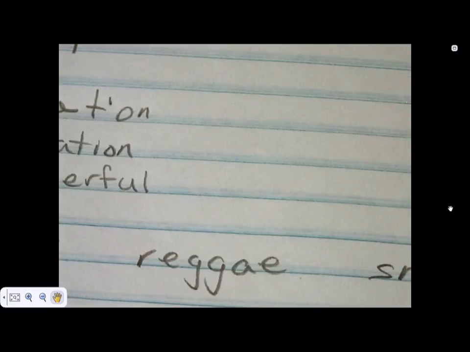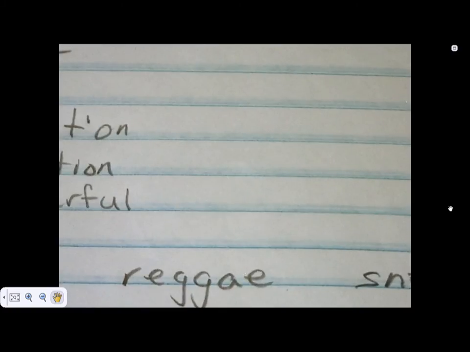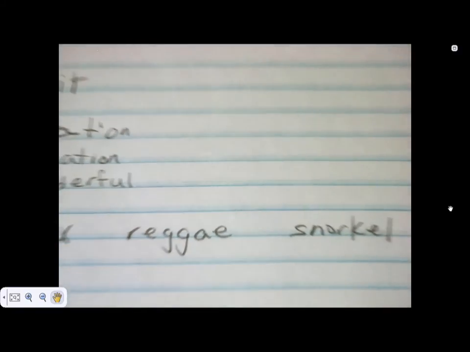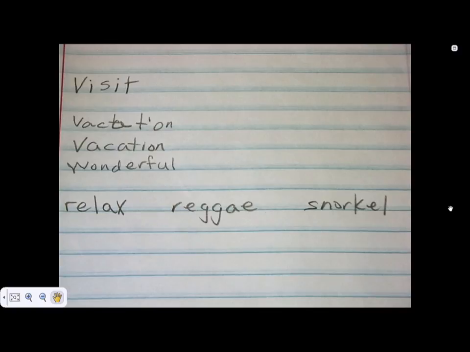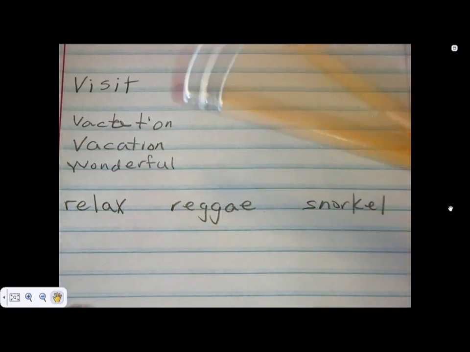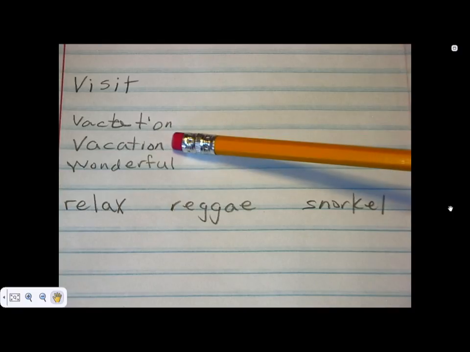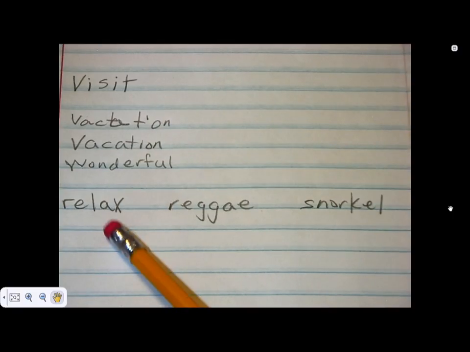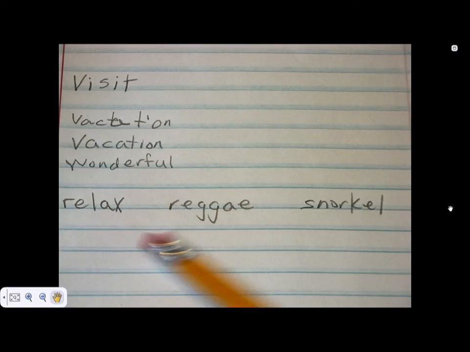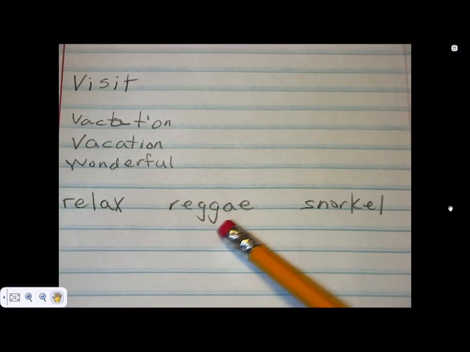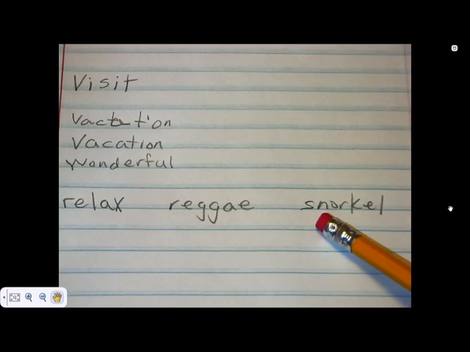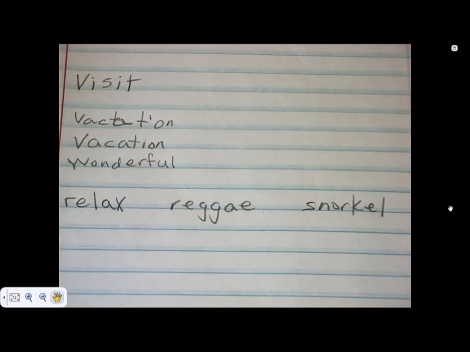Okay? So here they are. Well, they're coming in just a minute, as soon as I get them lined up a little bit. You'll be looking for, in addition to visit, vacation, and wonderful, you'll find relax, reggae, and snorkel. So put your finger under the first word of the title. We're going to read the title also. So the title is Visit Jamaica.